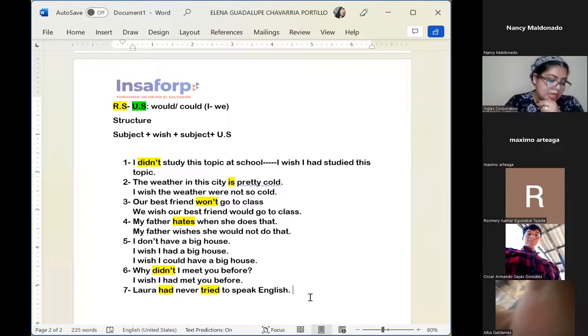So in this case, you know that we are going to use again the past perfect for this kind of sentence. So in this case, we are talking about Laura, and we are going to say Laura nunca había intentado hablar inglés, but Laura desearía que ella misma, o sea, se está hablando de ella misma, que ella hubiese intentado hablar inglés. So, who is the subject in this sentence? Laura. And we can transform in the pronoun? She. She, good. She what? She wishes, she again. What is the structure?